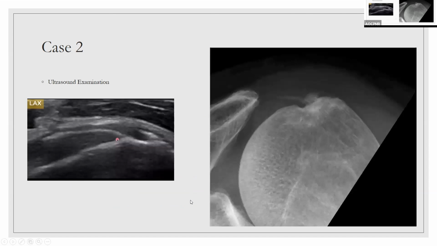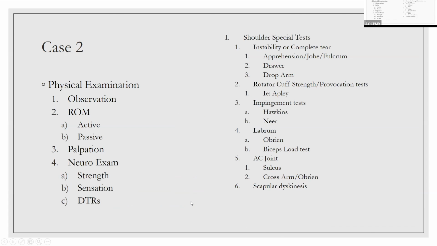So she had positive impingement tests, including Hawkins and Neer's. She had a negative O'Brien and biceps load test. The AC joint cross-arm test was positive. And she had a lot of tenderness on the greater tuberosity, but she had full range of motion.